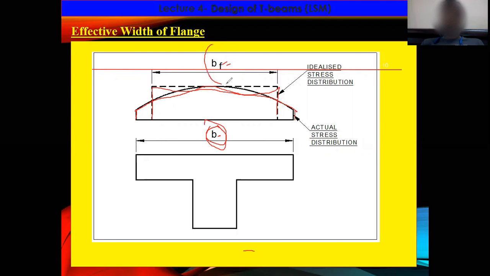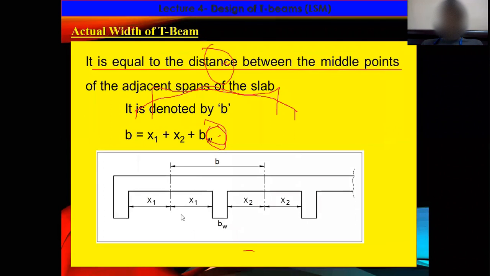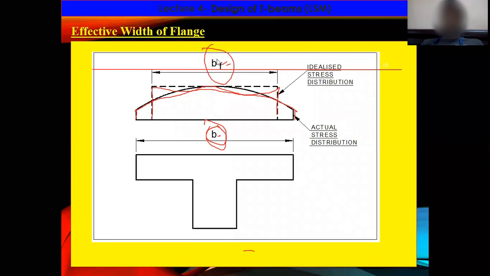That we have to determine separately. These both are not equal, they are different, because B is nothing but what we just calculated. The actual width of the flange is nothing but x1 plus x2 plus bw. But here you need to calculate the effective width of the flange. That means, due to idealizing this stress block, what is the width from here to here?